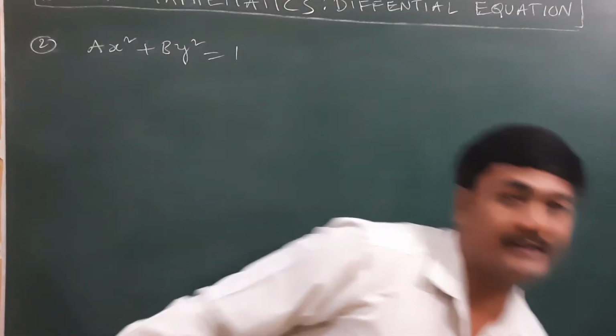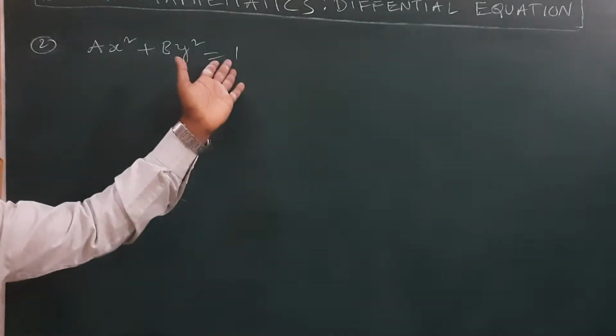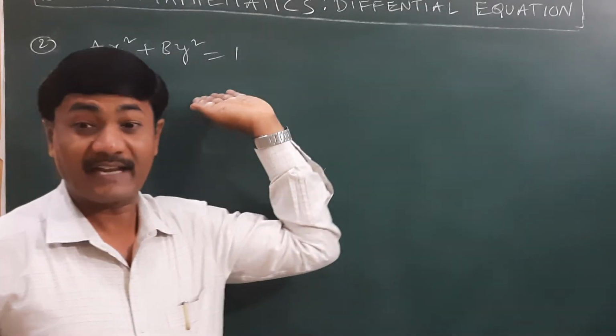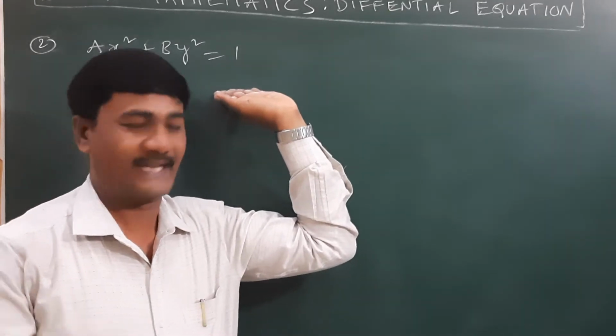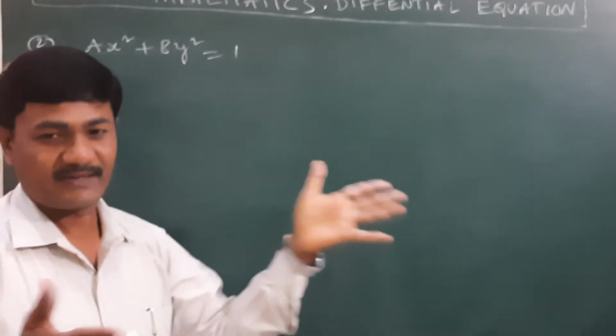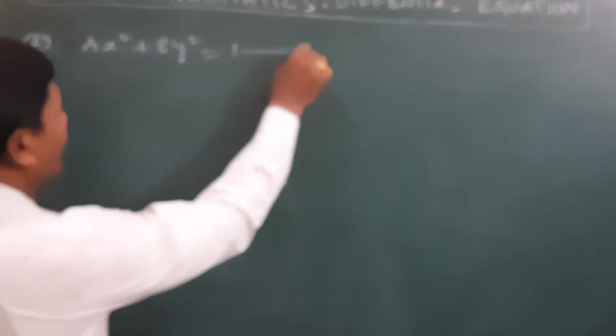Coming to the second one, a x square plus b y square is equal to 1. How many constants are there? 2 constants. What is the procedure? Differentiating twice with respect to x and eliminating the constants a, b. Then only we get a differential equation. So we can apply this immediately.